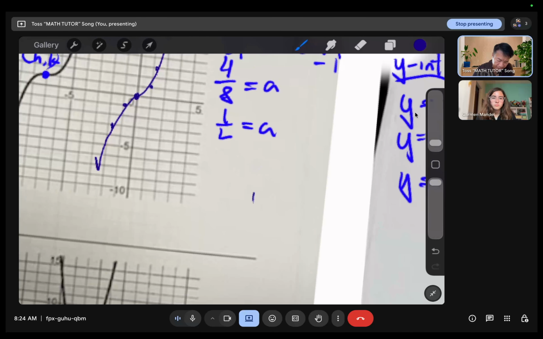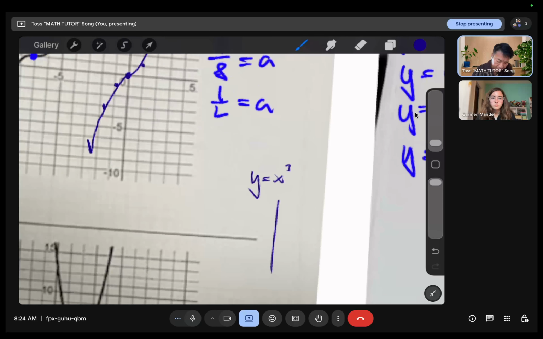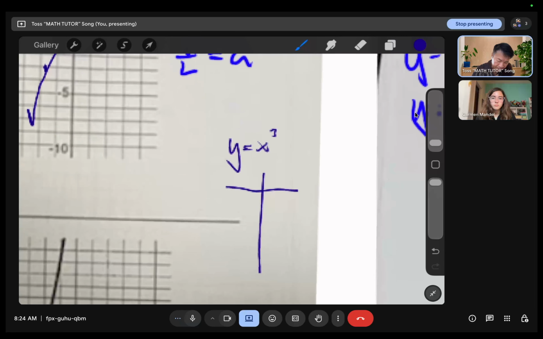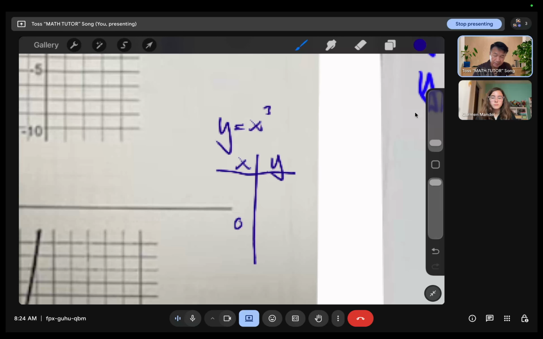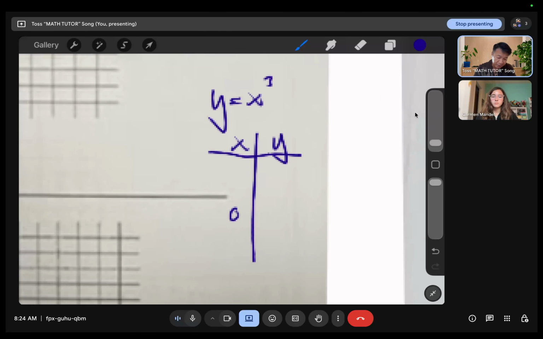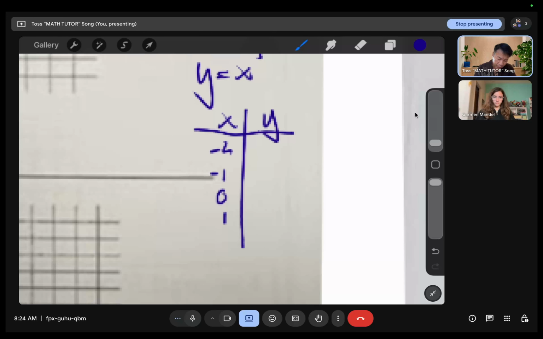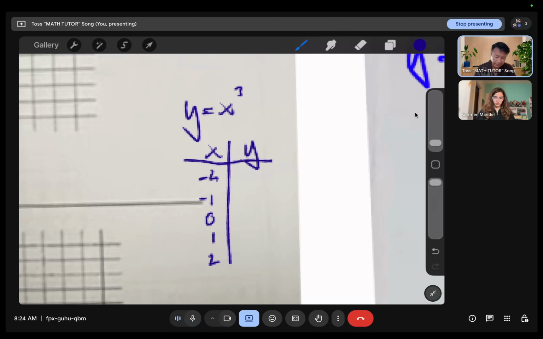So here's the parent function of the cubic function. The parent function table looks like this. You would do something like this: zero. You don't have to be perfect. You have to have at least, I believe, four. But for something like this that is symmetrical, you may have to do five: negative one, negative two, one, two. So these are the fives.